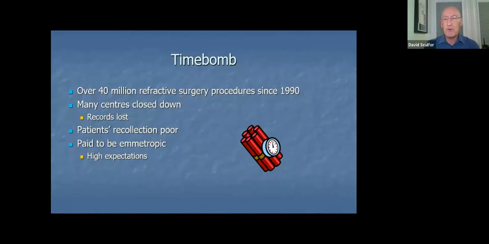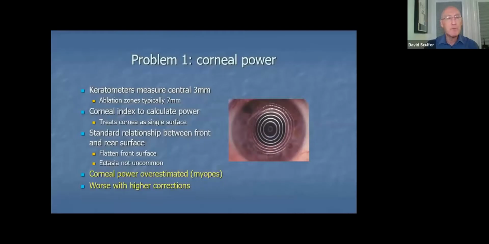So what's the problem? Why is this such a big deal? Well, the first problem is corneal power. So I said earlier, the keratometers measure the central 3 millimeters. Of course, ablation zones typically now are 7 millimeters or more. And the keratometer has no idea what's happening outside that central 3 millimeters. We then have to use the corneal index to calculate the power. As I said earlier, what you're actually measuring is the curvature, and you're then converting it to the power.